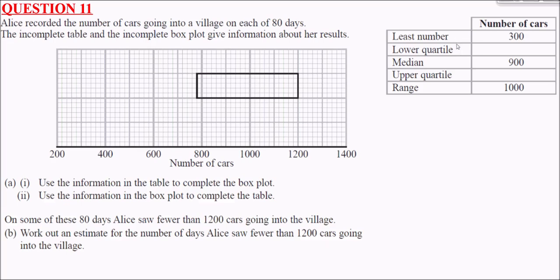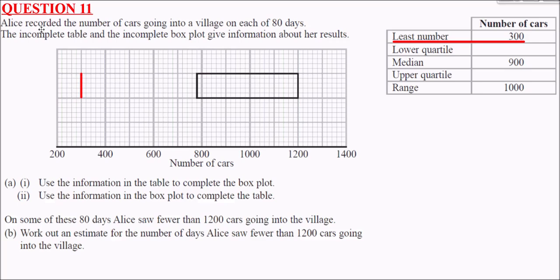So use information we've got here. So we've got the box beginning and end. So what this means is this is the lower quartile, that's the upper quartile. So what we don't have yet is the least number drawn in on the box plot. But we do know here the least number is 300. So we can add in a vertical line at the point 300 to denote the minimum value. So that's the first end of a box plot.